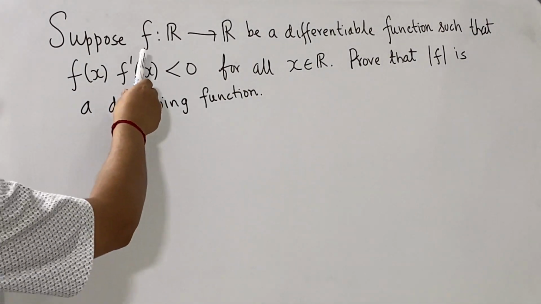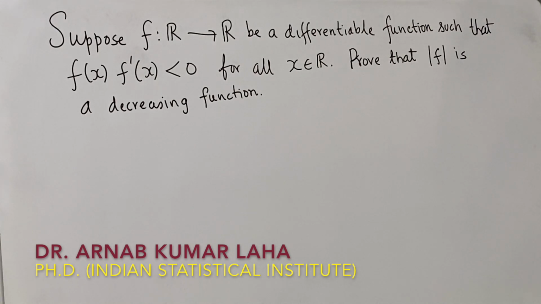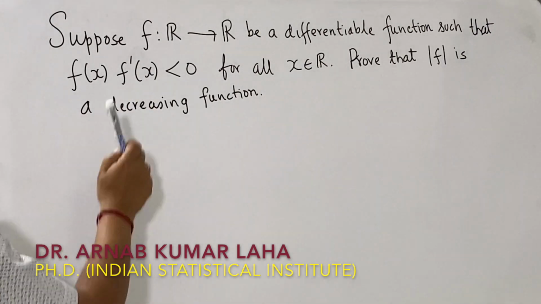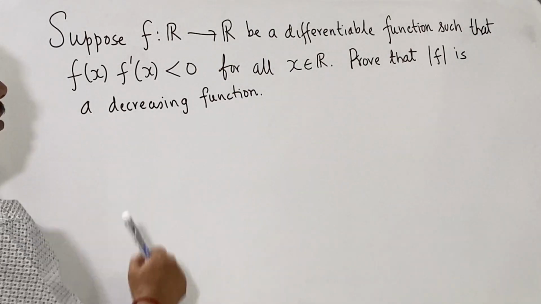Suppose we have f, a real valued differentiable function, which satisfies the property that f(x) times f'(x) is less than 0 for all real numbers. It is claimed that mod f is a decreasing function.